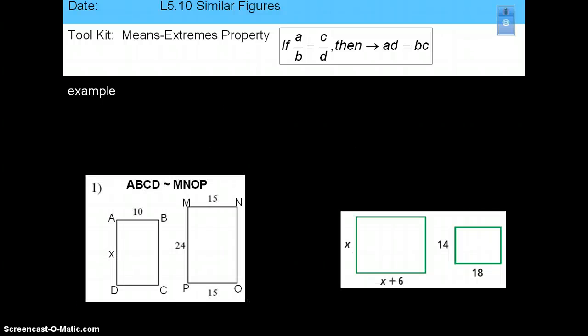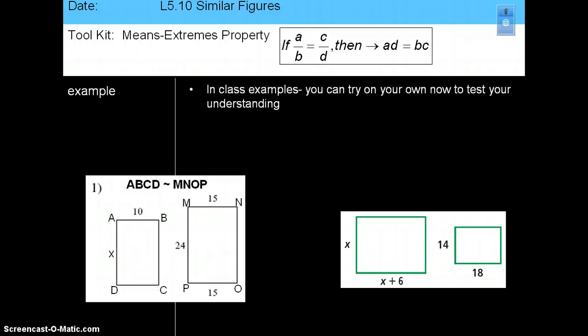So we're going to be looking at some examples in class when I see you next. You can try on your own to test your understanding. The big thing that you should be looking at is trying to identify some corresponding sides here. We'll be talking about the different ratios that would be maintained between these two similar figures and how we can then use those ratios to help us solve for a missing variable.